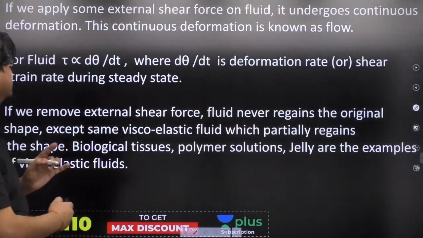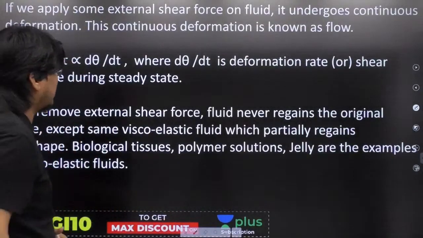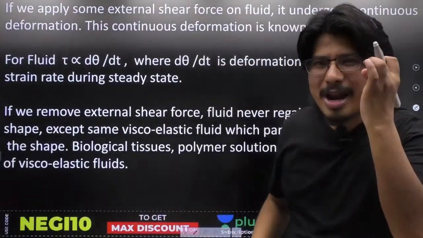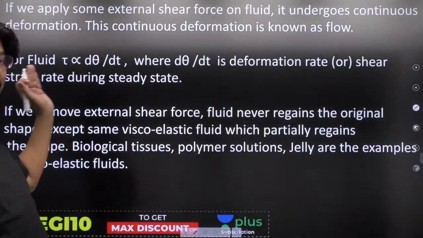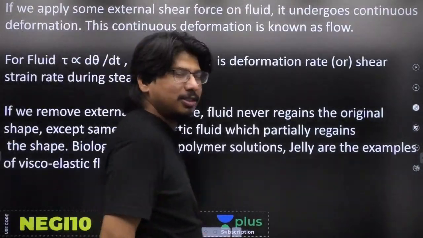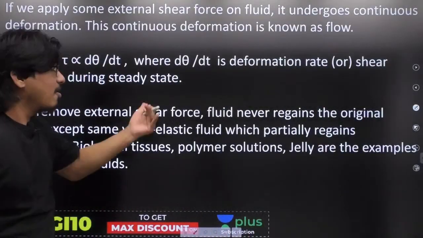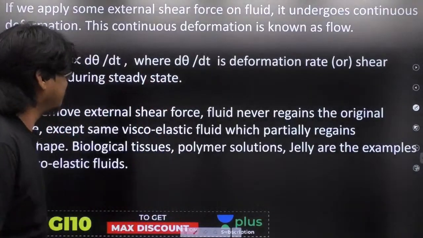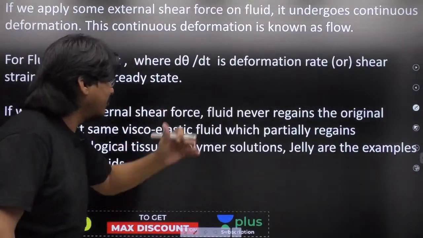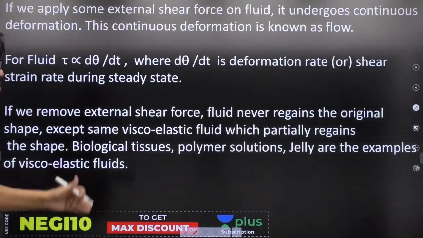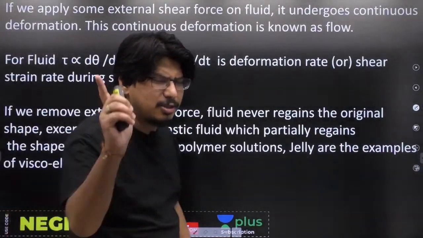Now look at here. This is the thing which we have seen. If we apply some external shear force on fluid, it undergoes continuous deformation, which is known as flow. For fluid, shear stress is directly proportional to d theta by dt, where d theta by dt is the deformation rate or shear strain rate. The next point, if we remove external shear force, fluid never regains its original shape, except some viscoelastic fluid which partially regains the shape. Biological tissues, polymer solutions, jelly are examples of viscoelastic fluid.